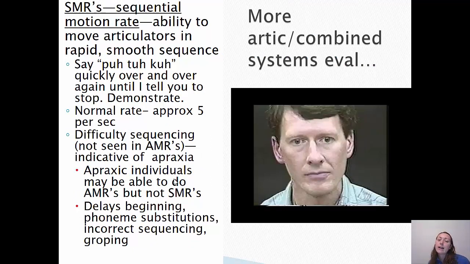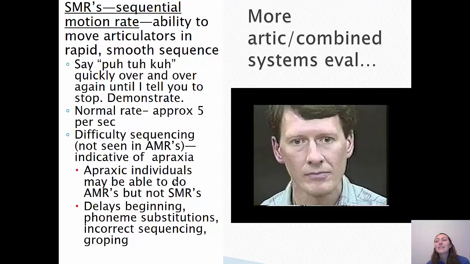Fine. All right, and then for SMRs, we're going to have the patient say pataka as fast and as long as they can, until I tell you to stop. So pataka, pataka, pataka, and for some patient populations, sometimes that's just super challenging. So for pediatric populations, you might say patty cake, patty cake if that's easier. Normal rate is about 5 per second of getting through pataka.